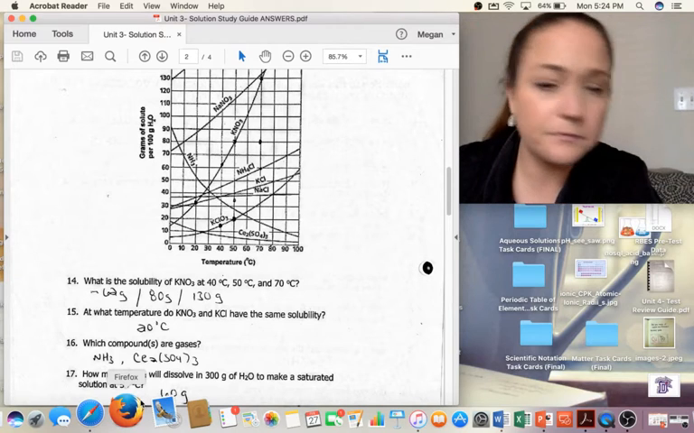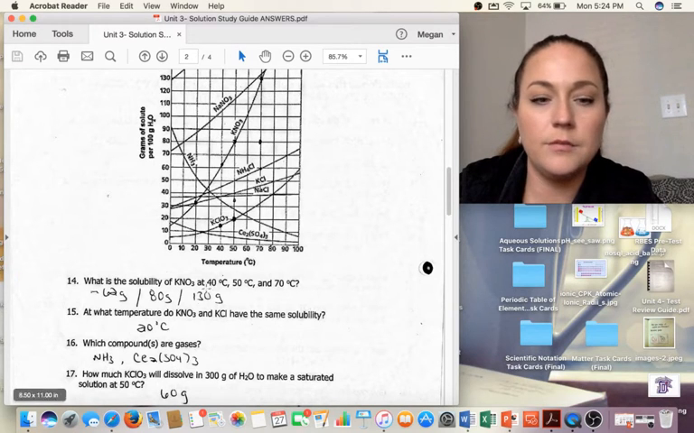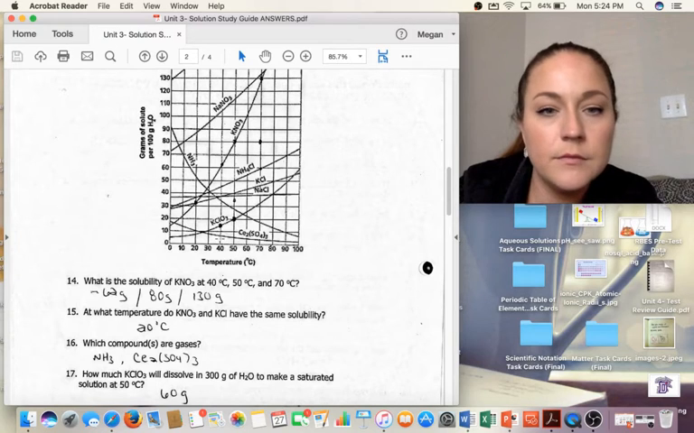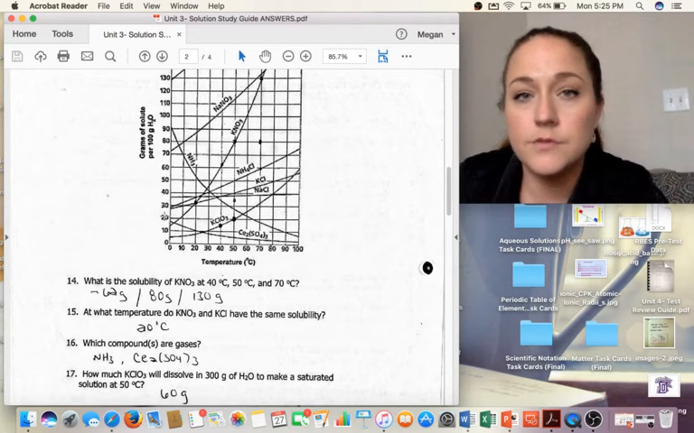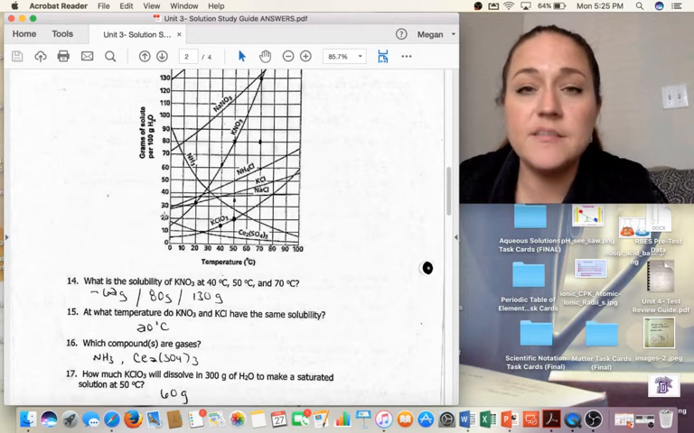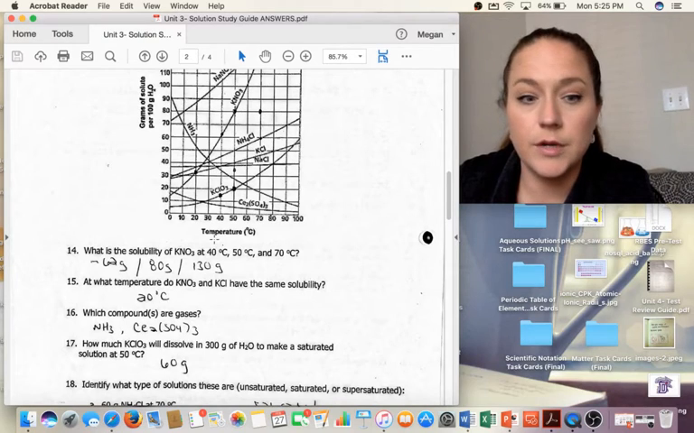So when I have just a regular plot on the KClO3, which is right here, I end up for 50 degrees Celsius at 20 grams. So 3 times 20 grams gives me 60 grams total. Please make sure you show your work.